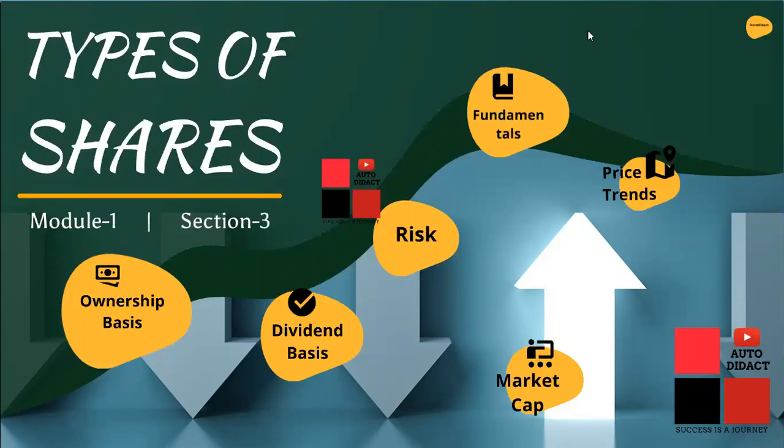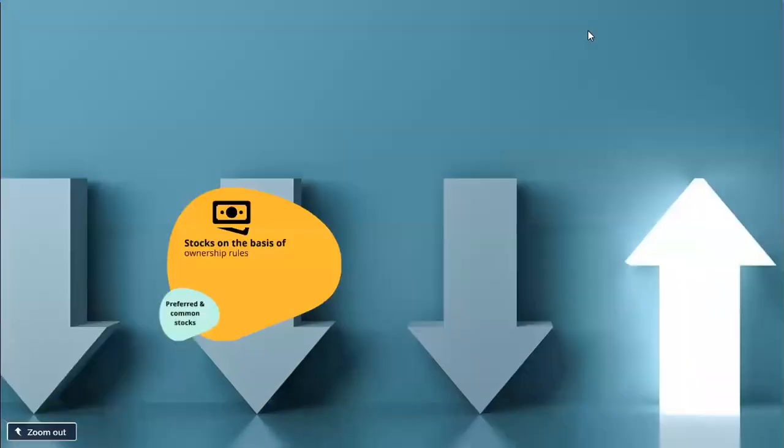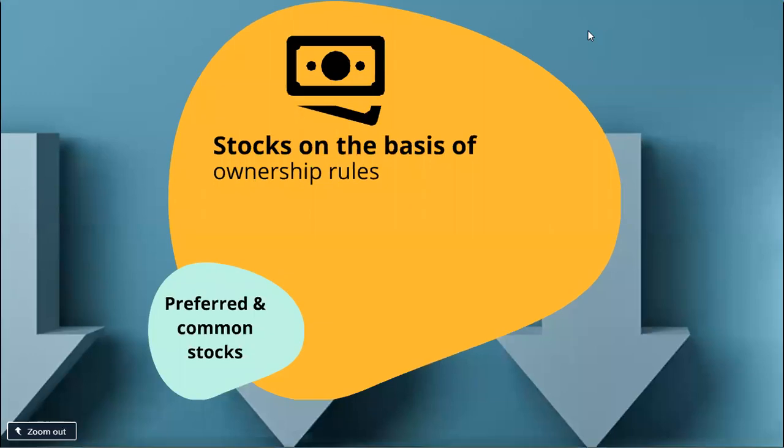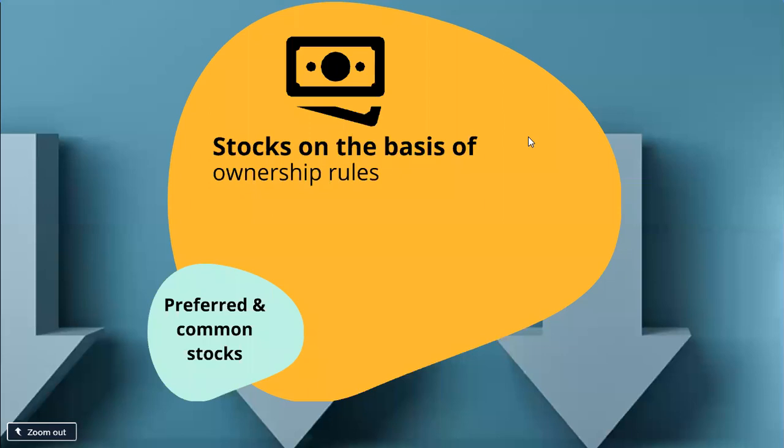Stocks can be classified into multiple categories on various parameters, like on the basis of ownership, dividend payment, size of the company, risk associated with the stock, nature and type of industry, or its price trend and volatility, as well as fundamentals. Let us begin with stocks segmented on the basis of ownership rules. This is the most basic parameter for classifying stocks. In this case, the issuing company decides whether it will issue common, preferred, hybrid, or embedded stocks.